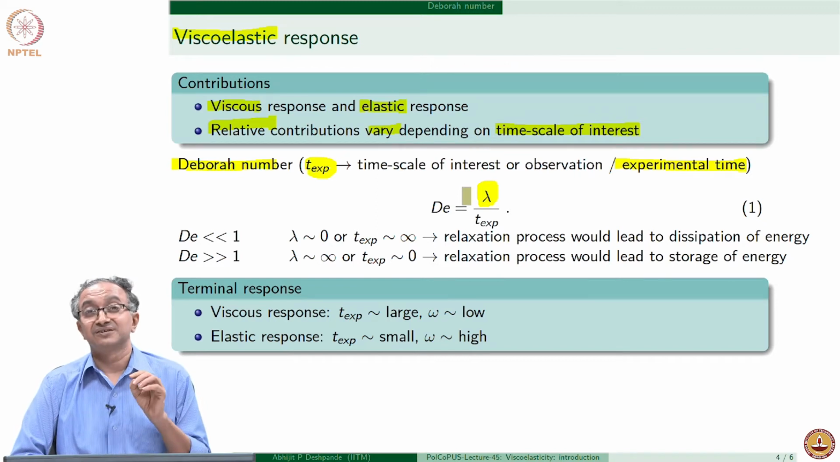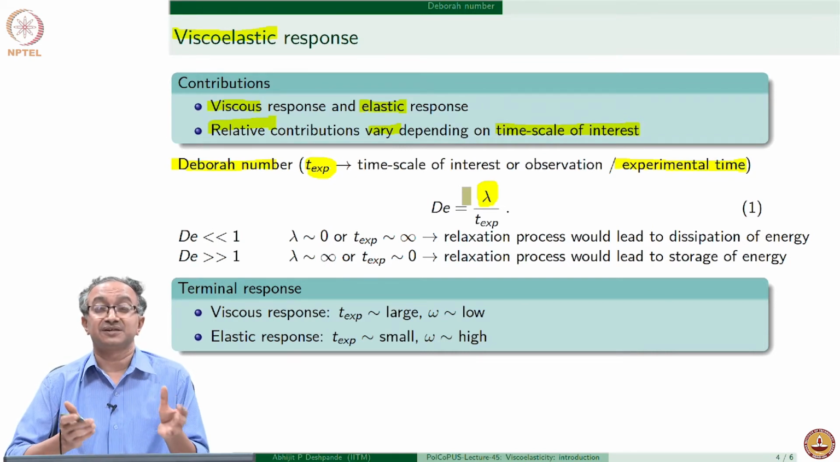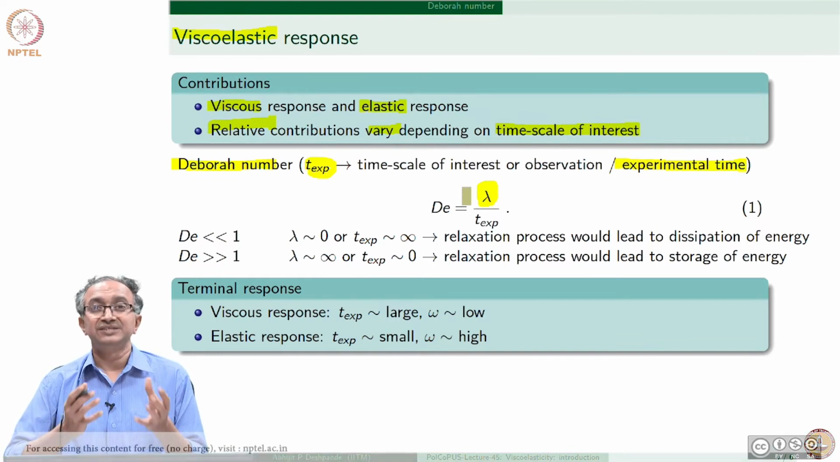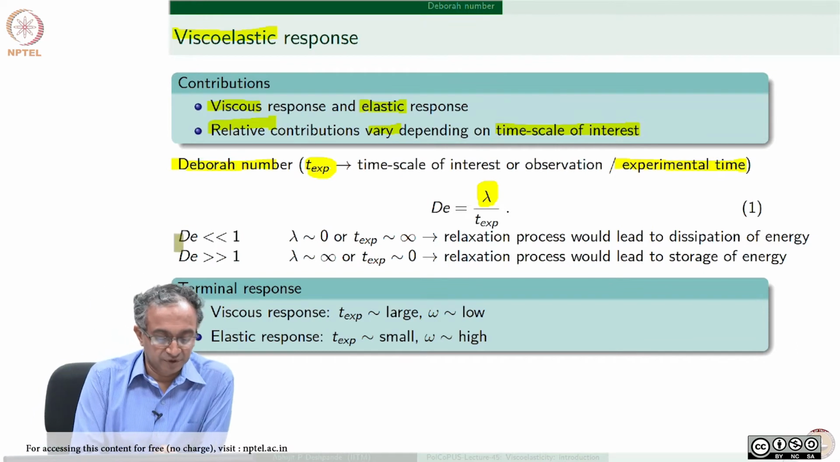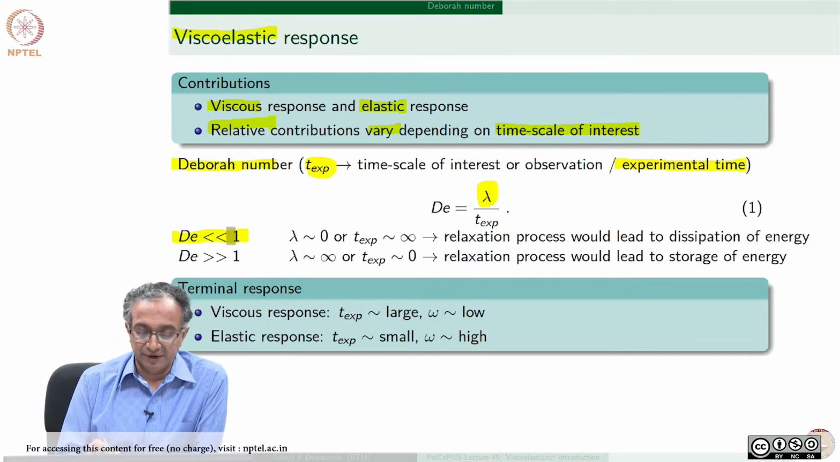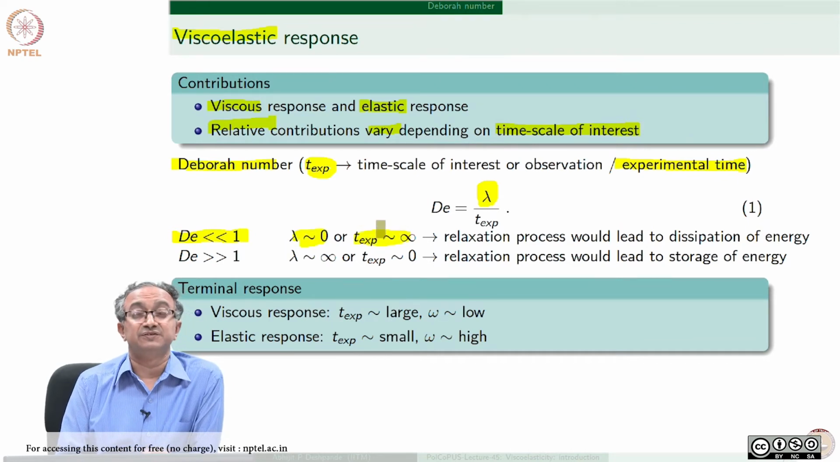Of course, we know that there is not a single relaxation time in a polymer. There is a relaxation time associated with side group, there is a relaxation time associated with segment, there is a relaxation time with the overall macromolecule. So, of course, we have a relaxation time spectrum in the material, but in general when we want to think about the relation between the material time scale and experimental time scale, we need to look at the ratio of these two. And if the Deborah number is very small, it implies that either lambda is very small or the experimental time scale is very large.